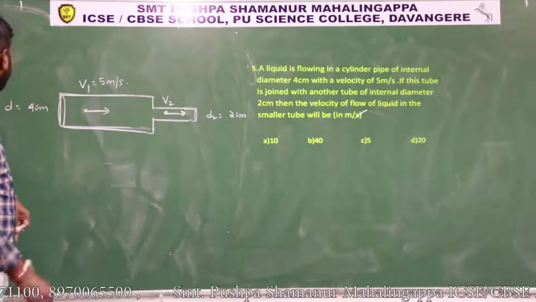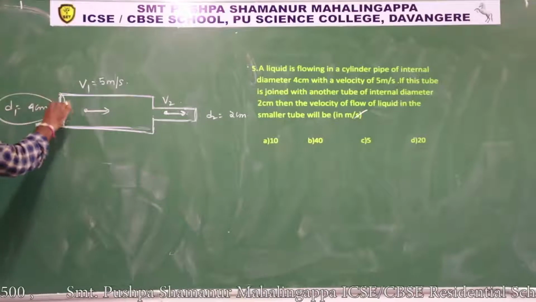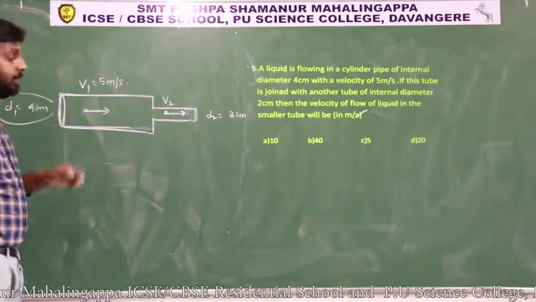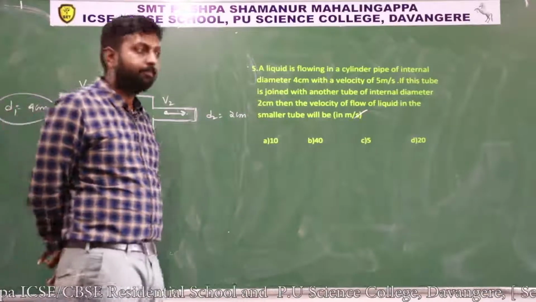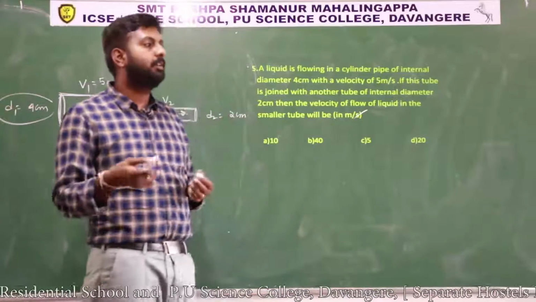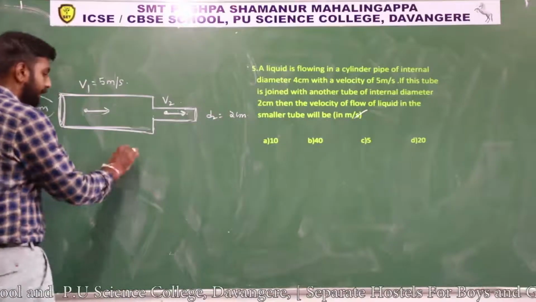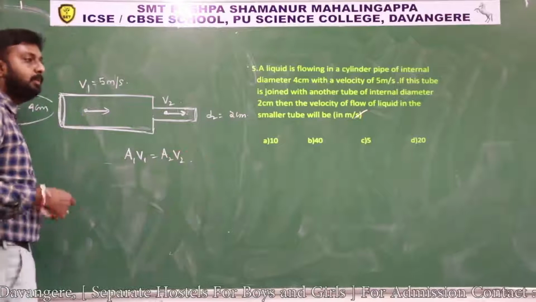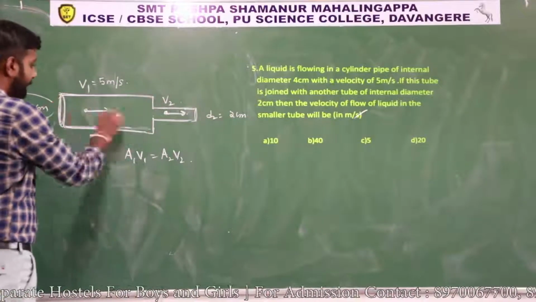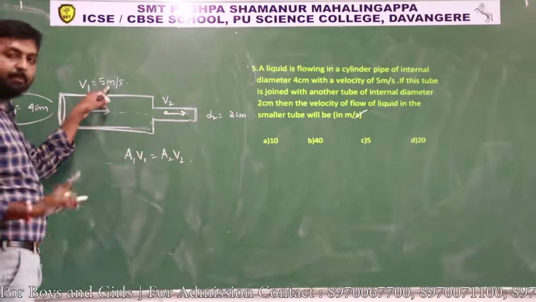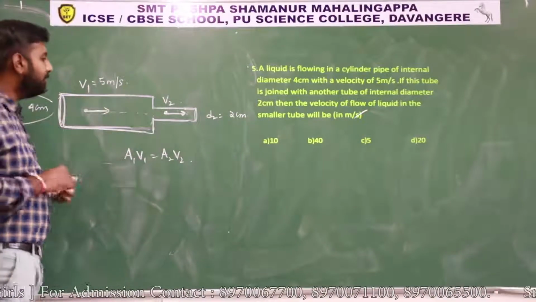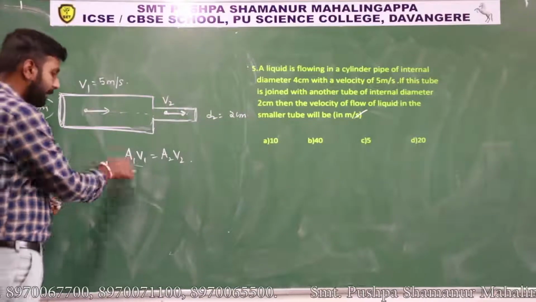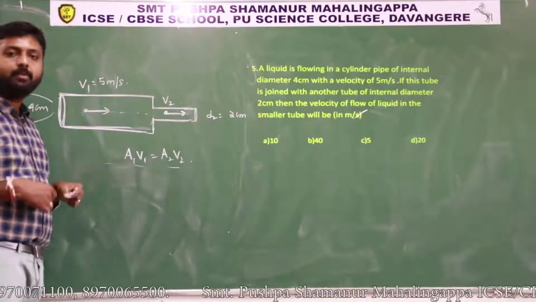V1 is given. Here D1, let us consider this diameter is D1, 4 centimeter. Here diameter is 2 centimeter. Which formula we have to apply? That is the equation of continuity. What is that one? A1 V1 is equals to A2 V2. Volume rate of flow is constant. That means up to here the velocity becomes 5 meter per second only. Why? Because the area is not changing, but here the area is changing, hence the velocity also changes. So we can apply this formula, A1 V1 is equals to A2 V2.